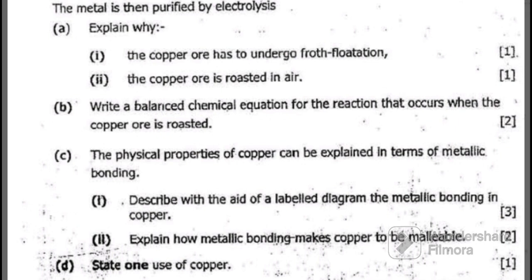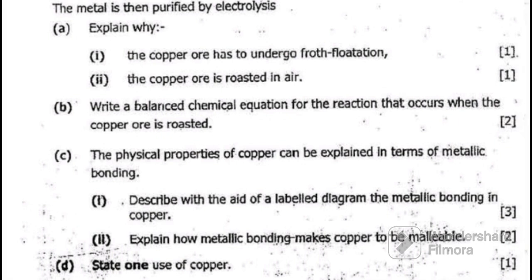C2. Explain how metallic bonding makes copper to be malleable. When something is malleable, it means it can be drawn into sheets. This is one characteristic of metals. Metals are malleable. So now the question is, explain how metallic bonding makes copper to be malleable.